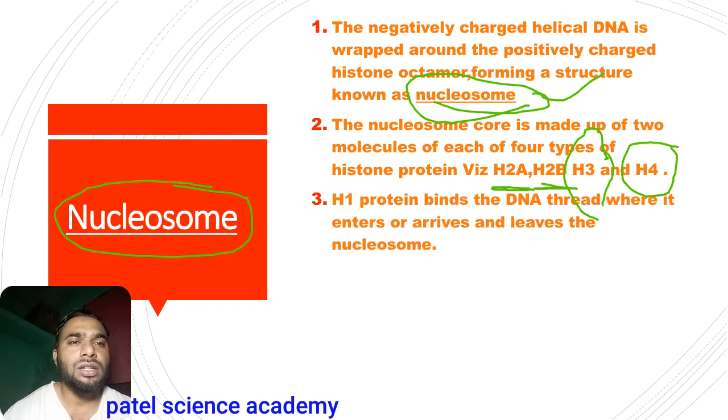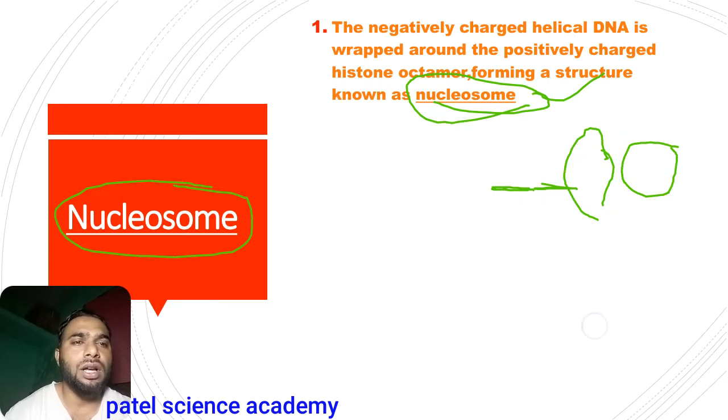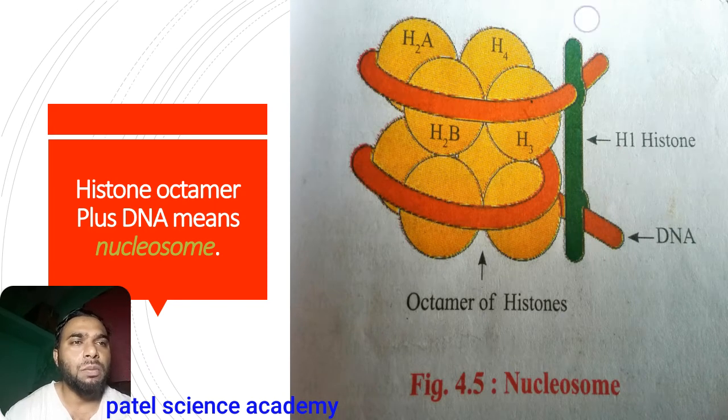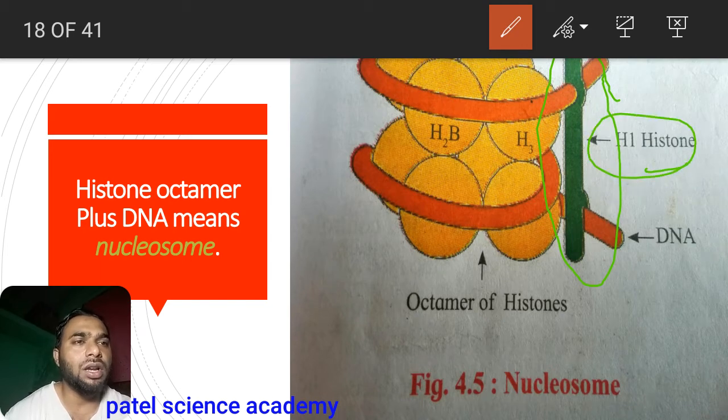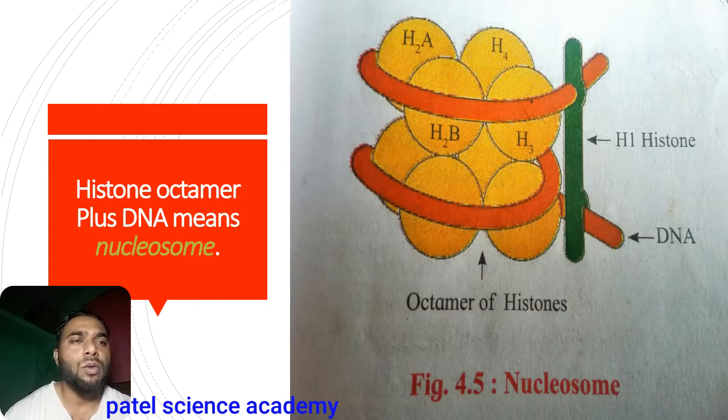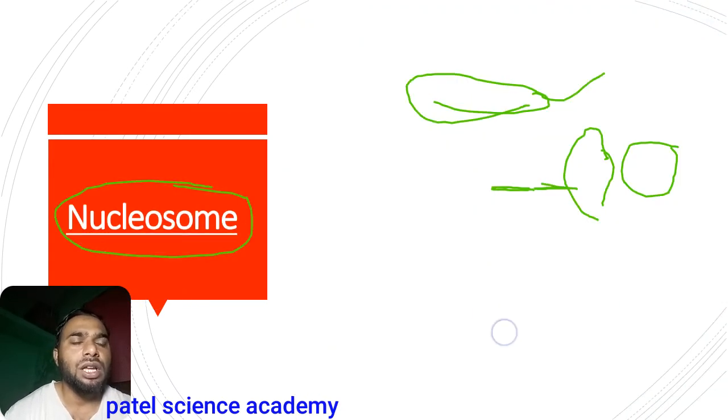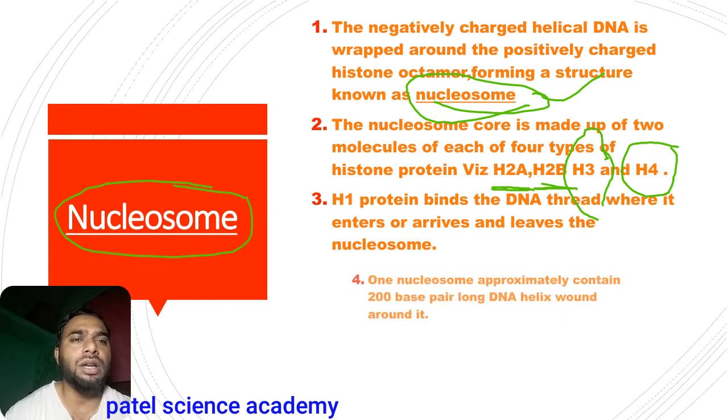Dear students, this H1, what was H1 there? As you can see here in this structure, this green color part, what is this green color part? It is given the name H1 histone. So we'll see about this H1 histone structure here. What is this H1 histone, in point number 3?